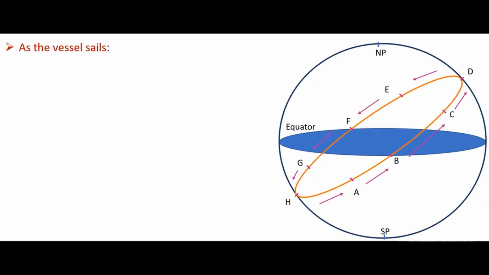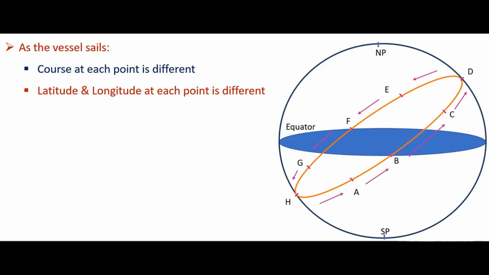Do we see, as the vessel sails along this great circle, that at each point the vessel has a different course? Why? Because the great circle track cuts the meridian at each point at a different angle. Also, the coordinates of each point along the great circle, that is their latitude and longitude, are different.